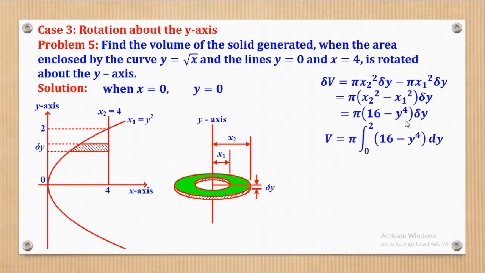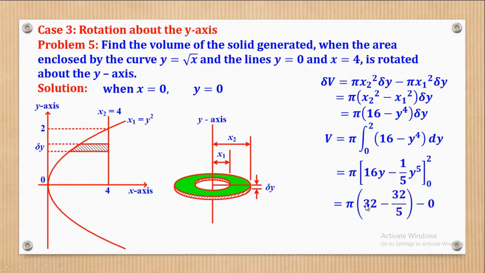And now that I know the expression for the volume of the elementary disk, I can now get the total volume by integration. So pi is here, the whole of this is here, and delta y becomes dy. So when I integrate, I'll come up with this, and when I substitute the limits, I'll come up with that. And when I simplify, I'll come up with 128 pi over 5 cubic units as the volume of the solid generated.